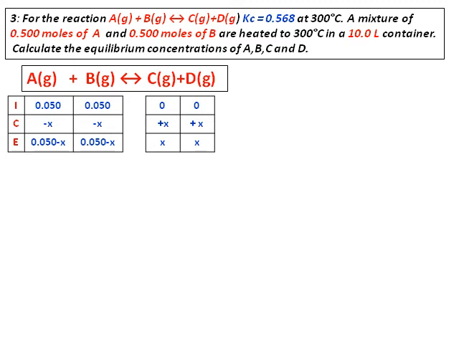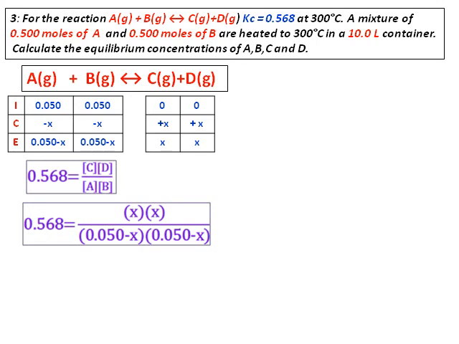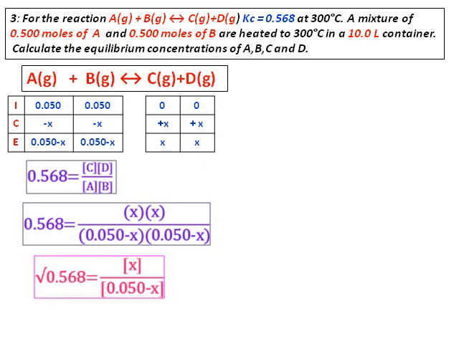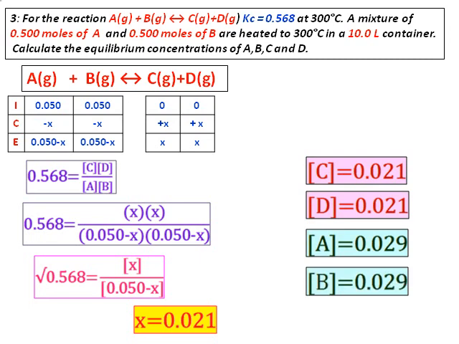The reason this question was taken is that sometimes while solving an equilibrium equation, we can use some techniques which will simplify our calculations. If you look at the equation, I get 0.568 equals x squared divided by 0.050 minus x repeated 2 times. Therefore, it's easy to calculate. Instead of converting it to a quadratic equation, just take the square root on both sides, and the equation becomes simpler, and I get the value of x as 0.021. So once I get the value of x, concentration of C, D, A and B can be calculated as shown there.